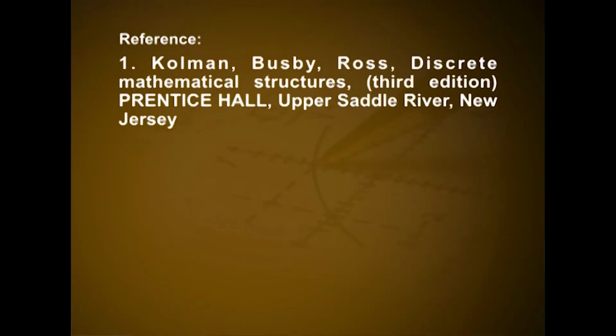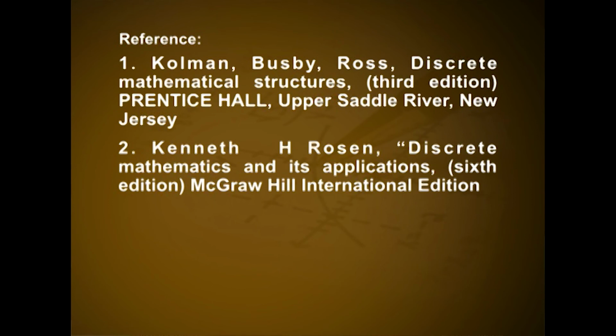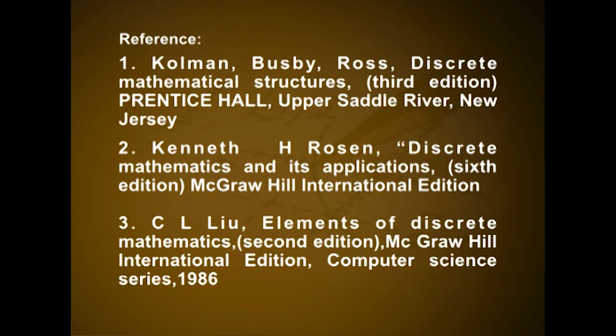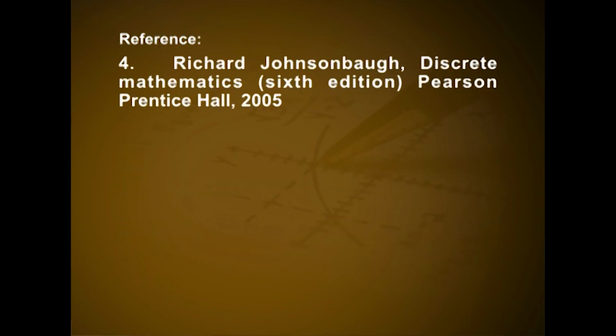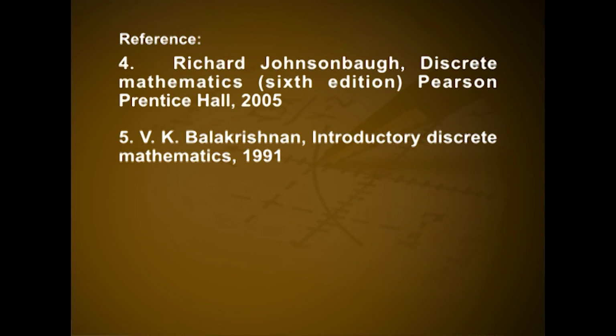Here are some suggested books for further reading. The first book is Discrete Mathematical Structures, 3rd edition by Kolman, Busby and Ross, published by Prentice Hall, New Jersey. Second one is Discrete Mathematics and its Applications, 6th edition by Kenneth H. Rosen, published by McGraw-Hill International Edition. Third one, Elements of Discrete Mathematics, 2nd edition by C. L. Liu, published by McGraw-Hill. Fourth one is Discrete Mathematics, 6th edition by Richard Johnsonbaugh, Pearson Prentice Hall. And the fifth one is Introductory Discrete Mathematics by V. K. Balakrishnan.